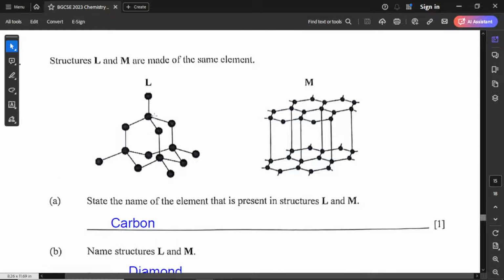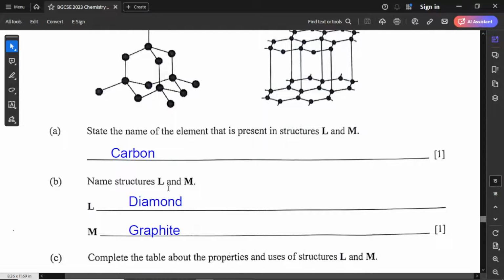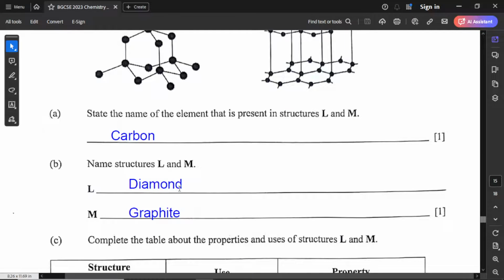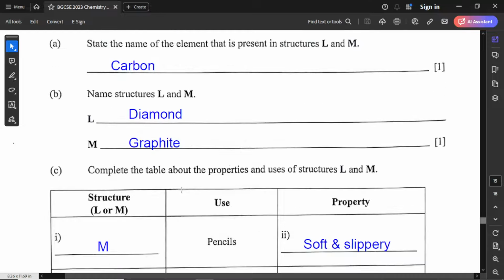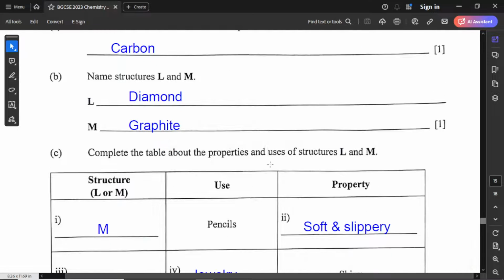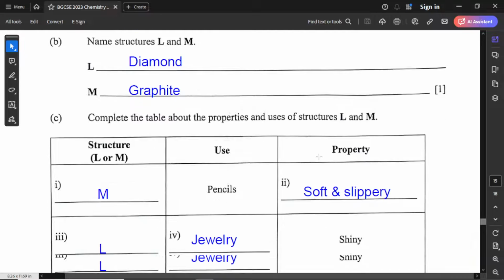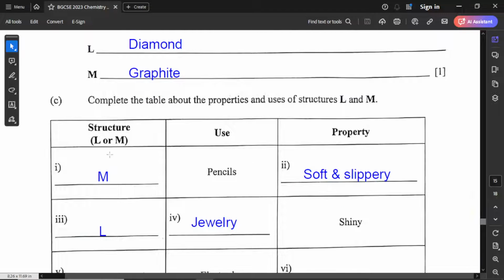Because here we have diamond for L and graphite for M. It said name the structures L and M: diamond and graphite respectively. Then there's a table about the properties and uses of structures L and M. In a pencil, we use M, which is graphite, and the property is soft and slippery, so that's why it can mark and leave a trace easily.